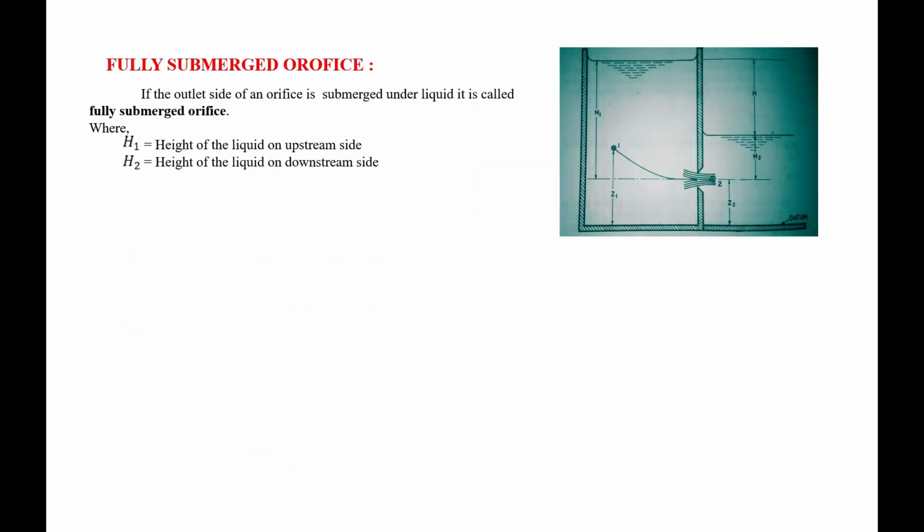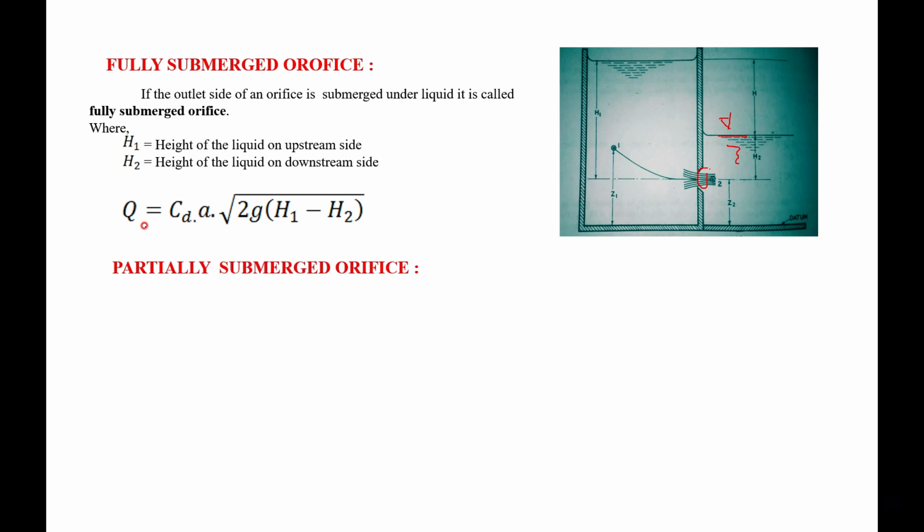Then the fully submerged orifice. If you take the outlet side of the orifice, on the downstream side, and the outlet side is completely submerged under liquid, it is called a fully submerged orifice, where H1 represents the height of the liquid on the upstream side and H2 represents the height of the liquid on the downstream side. Then Q will be CD into A into root of 2g into bracket H1 minus H2. That is Q.